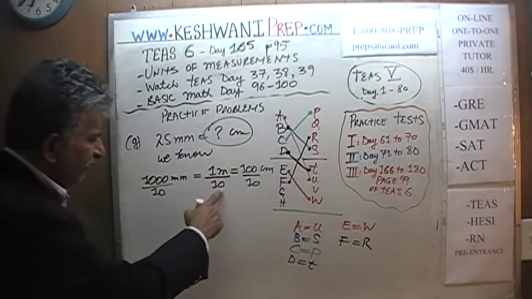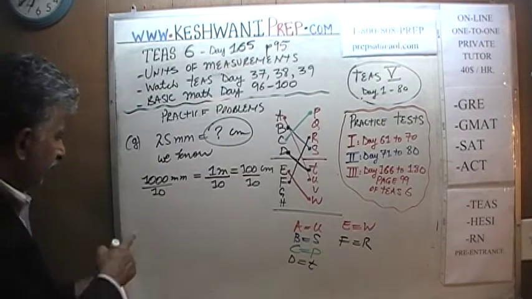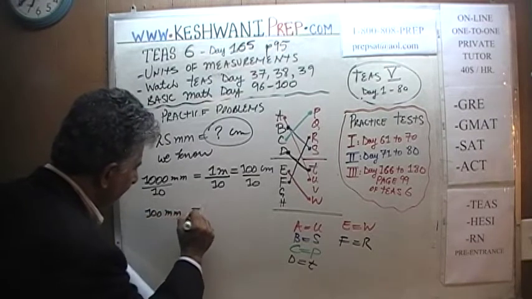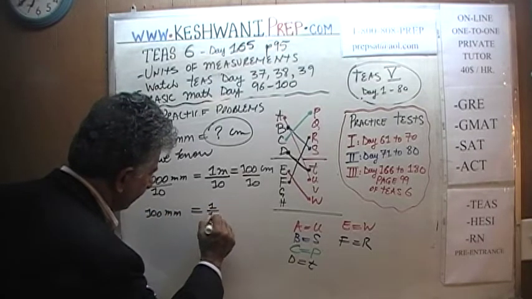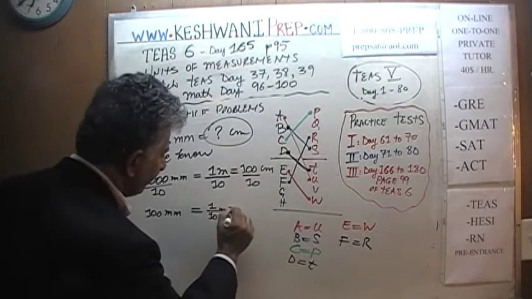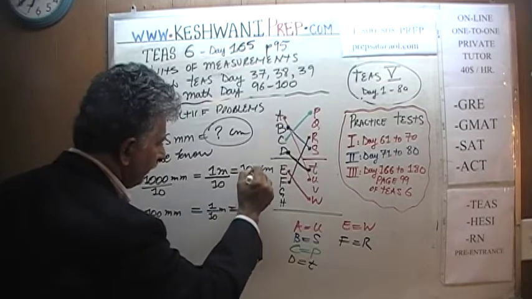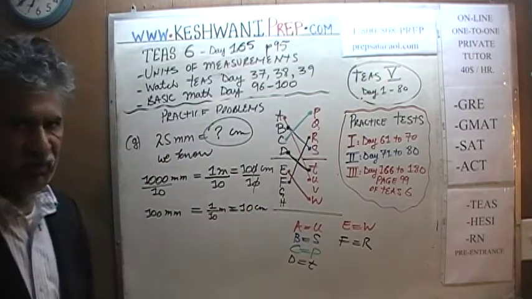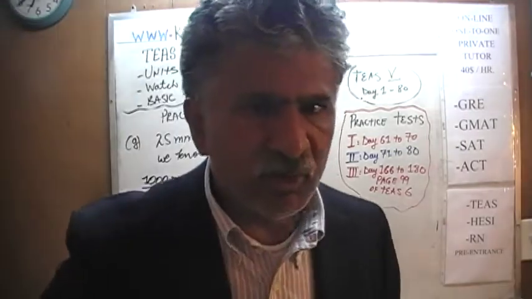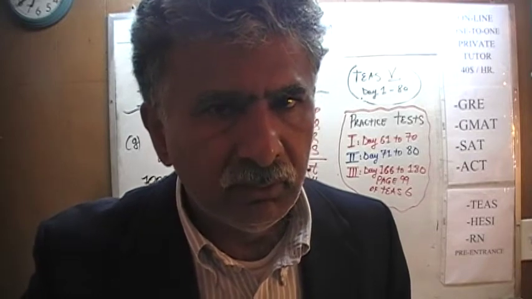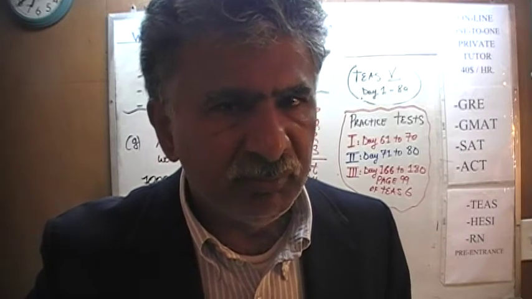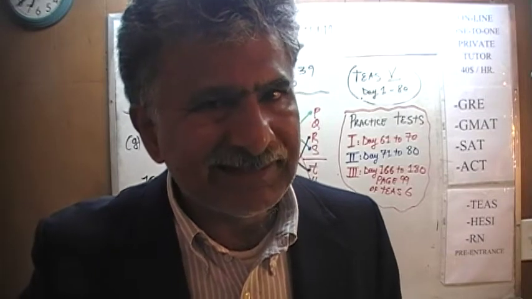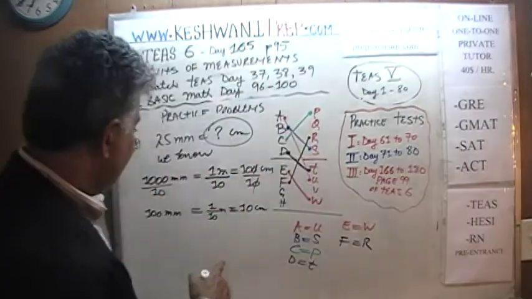If you divide this by 10, you must divide this by 10, and you must divide that by 10. 1,000 divided by 10 is 100. 100 millimeter is equal to a tenth of a meter, which in turn tells us, if you divide top and bottom by 10, the 0 is going to cancel out, that it's equal to 10 centimeter. That makes perfect sense, because if a meter is made up of 100 centimeter, then a tenth of a meter must be a tenth of 100, which is 10. 10 centimeter make a tenth of a meter.